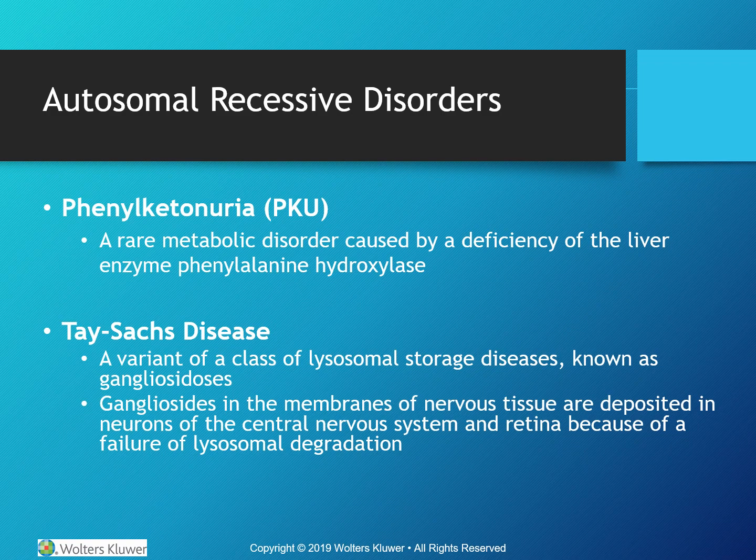Let's move now to Tay-Sachs disease. Tay-Sachs disease is a variant of a class of lysosomal storage diseases, also known as gangliosidosis, in which there is a failure to break down the GM2 gangliosides of cell membranes. It is inherited as an autosomal recessive trait and occurs 10 times more frequently in Eastern European Jews.